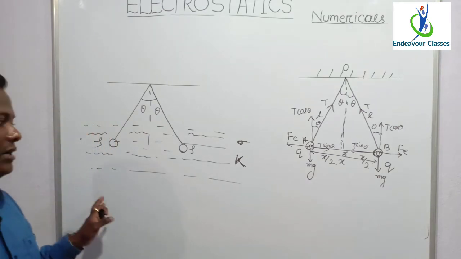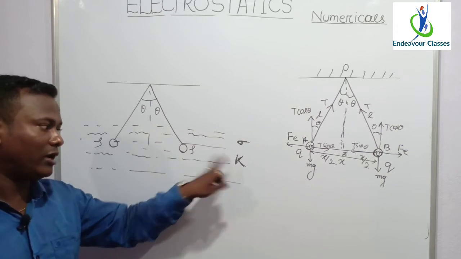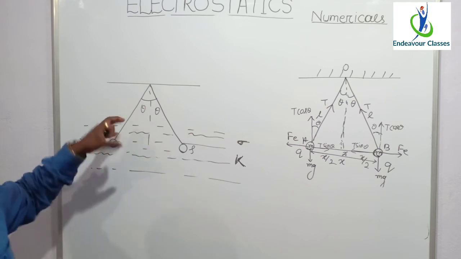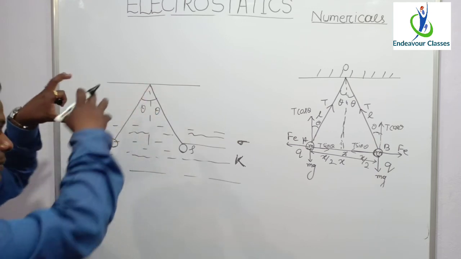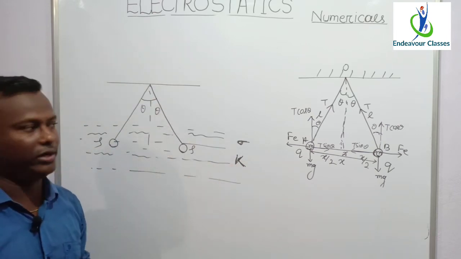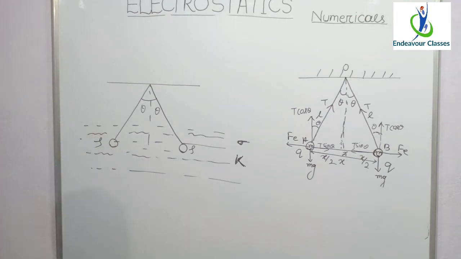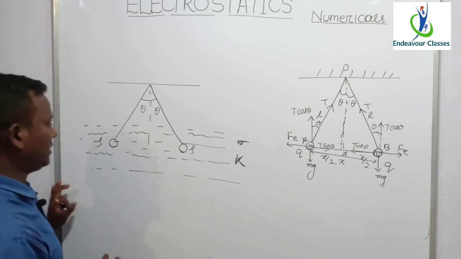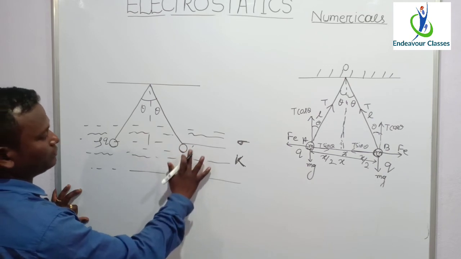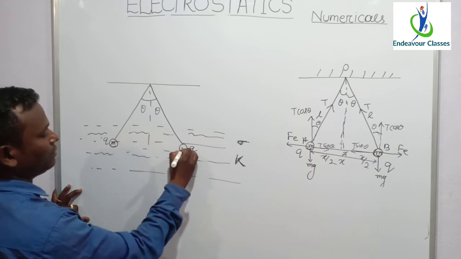So hence, find out the dielectric constant of the liquid, under what value of K this angle will not change. Or reversely, if this angle is not changing after dipping this entire system in the liquid, you have to find out the dielectric constant of that liquid. So here you can see that when this entire system is dipped in that liquid of dielectric constant K, this is having a charge Q again, and the masses are equal.